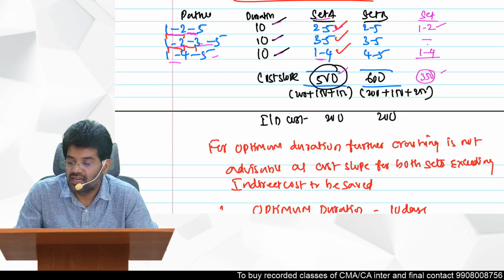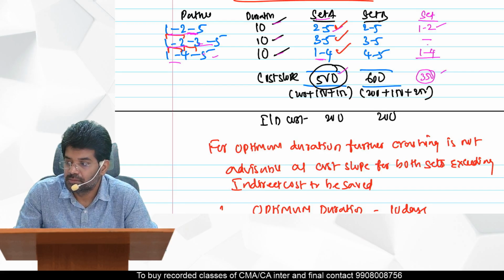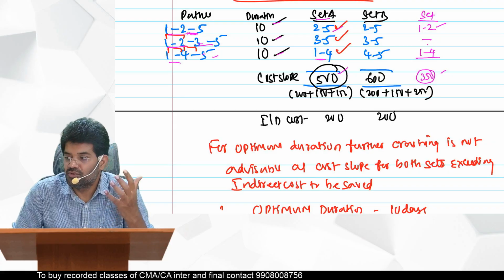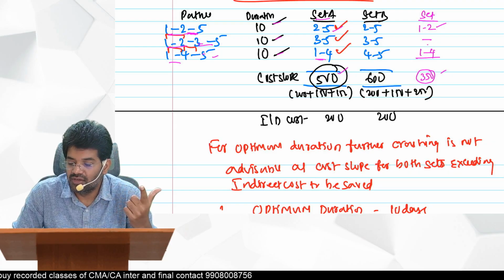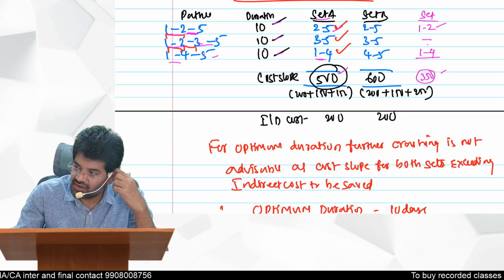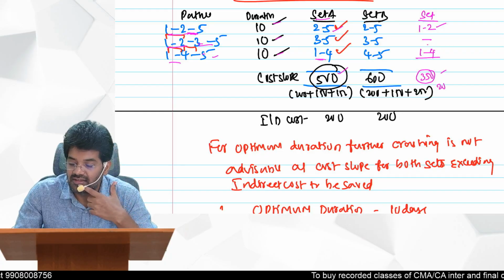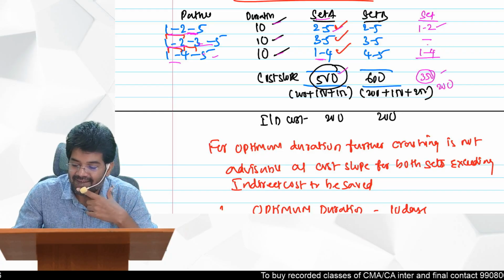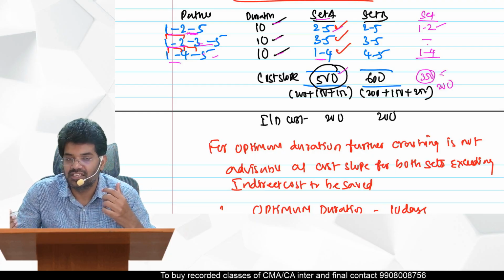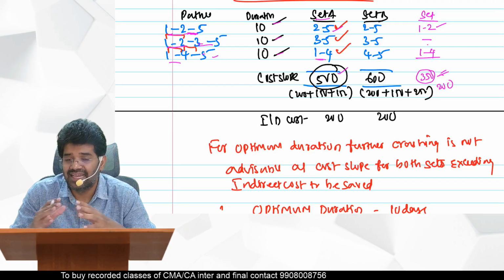And how many days are you crashing here? How many days are you crashing in the project duration? Only 1 day now here. So the indirect cost saved is only for 1 day. One day only we are reducing, no? Okay, so the indirect cost saved is 200 only. So there is no possibility of further reduction here actually, because the costs are greater than the savings.